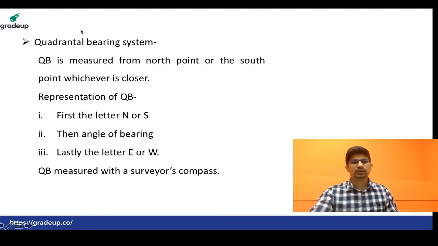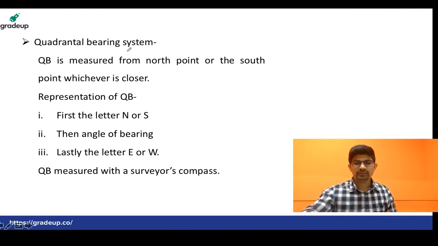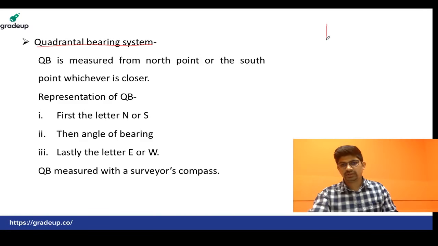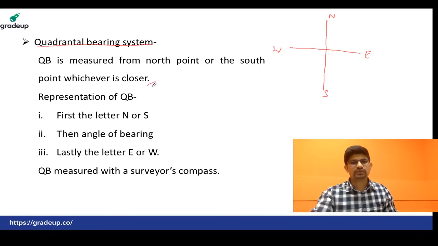Now that was the whole circle bearing (WCB) system. The other one is the quadrantal bearing system. In the quadrantal bearing system, suppose this is north, this is south, this is east and this is west. Quadrantal bearing is measured from the north point or the south point, whichever is closer.